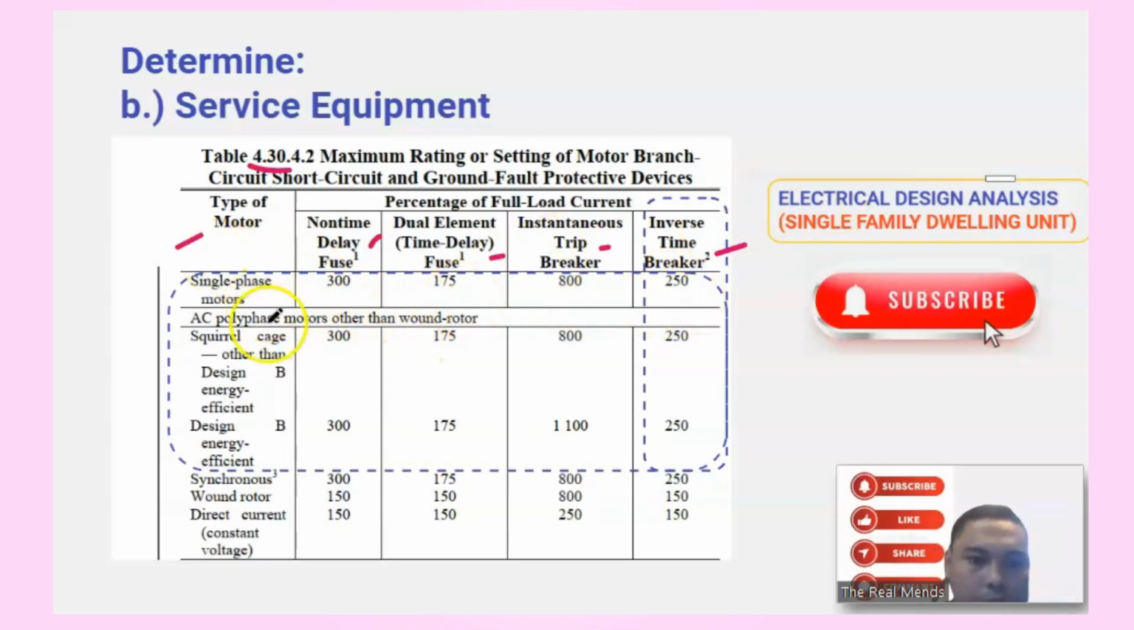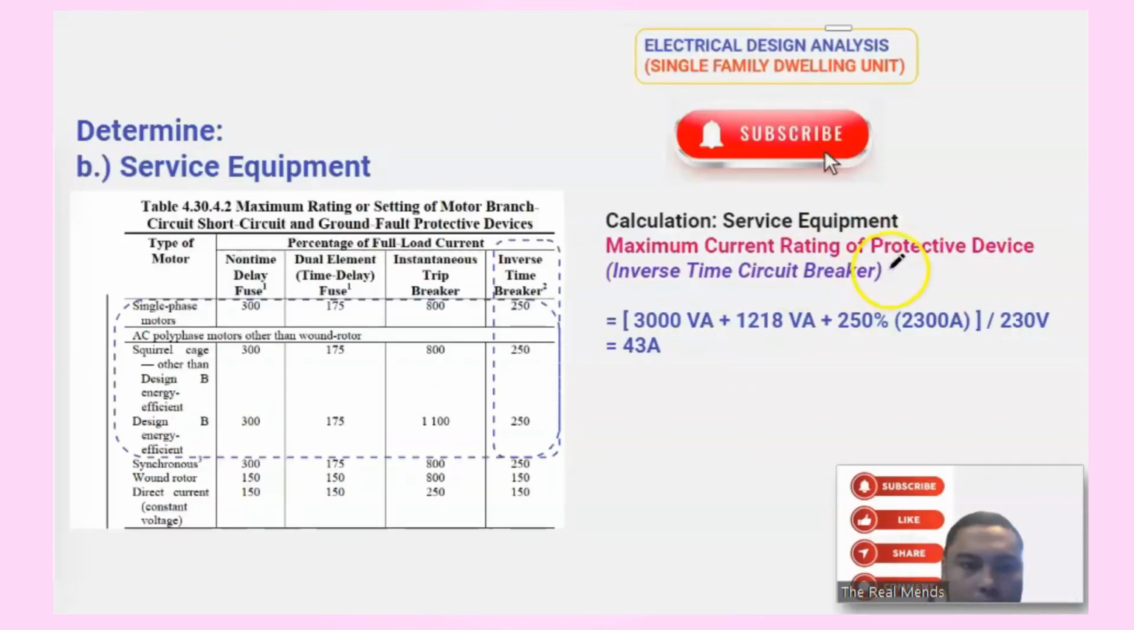Okay, so for the single piece motors, our multiplier is 250%. Okay, so design efficiency, maganda ito, 50%. Let's use the inverse time circuit breaker. Okay, to continue for the calculations, we have the maximum current rating of protective device. We have inverse time circuit breaker.